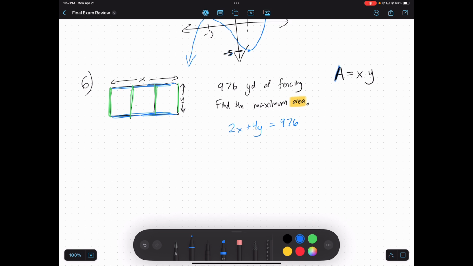And what this does is shows how they depend on each other. So if you solve for x, you get 488 minus 2y. And this shows how x depends on y, because, like we said earlier, x and y are no longer independent. They depend on each other. Okay. What do I do with that? Plug that into my area equation.